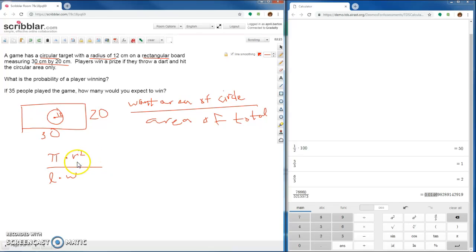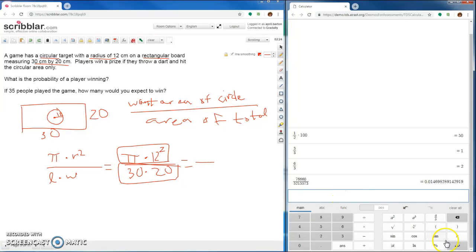So we want this area divided by the area of the rectangle. When you use those formulas, pi times radius squared, we're going to plug in the number that corresponds. The number for the radius is 12. The length times width, we have length is 30 on the rectangle and width is 20. So 30 times 20. You could plug this whole thing into a calculator at once, or you could do just the top, just the bottom, and then do the division.